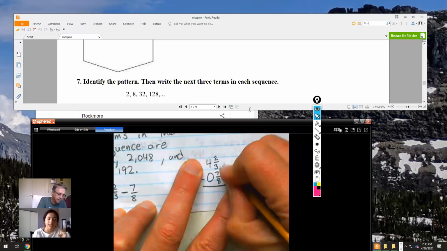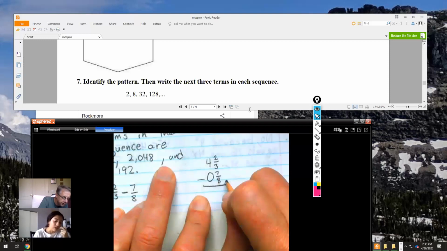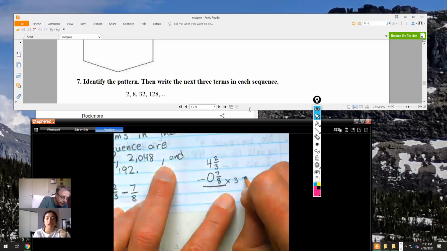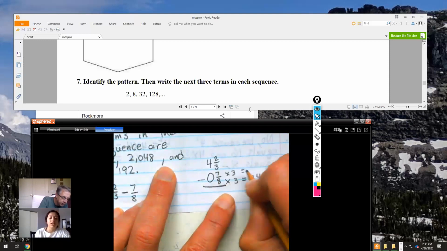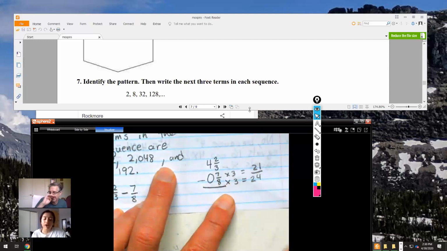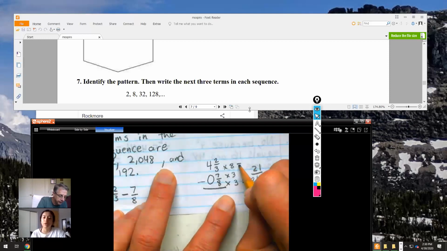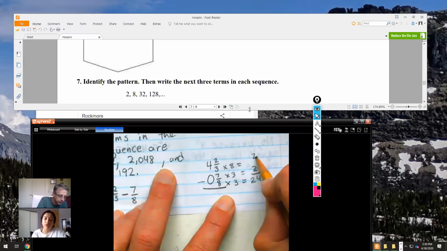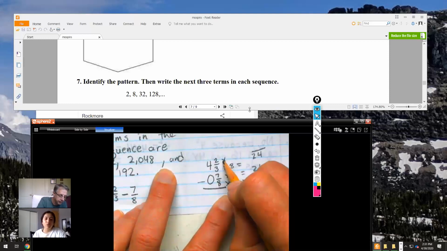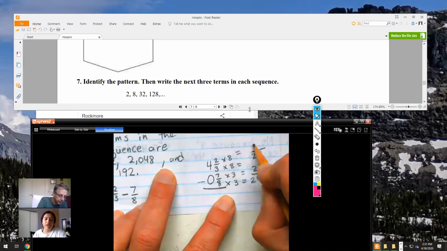I multiplied my 8 times 3, and that gave me 24. And just remember, what you do to the top, you have to do to the bottom, and you have to do it to both fractions. So your bottom fraction, you want to multiply them both by 3. So your 7 times 3 gives you your 21. Your 8 times 3 gives you your 24. Then on your top fraction, you're going to multiply it by 8, where 3 times 8 gives you 24 and 2 times 8 gives you 16.